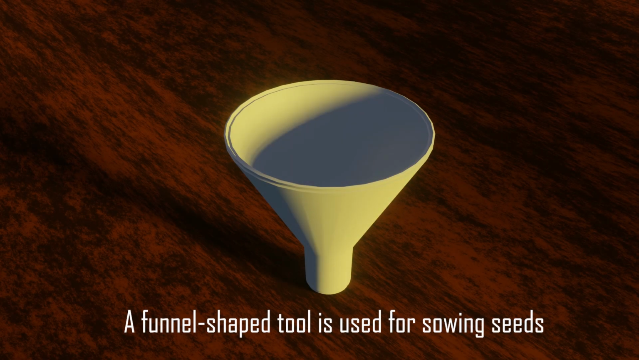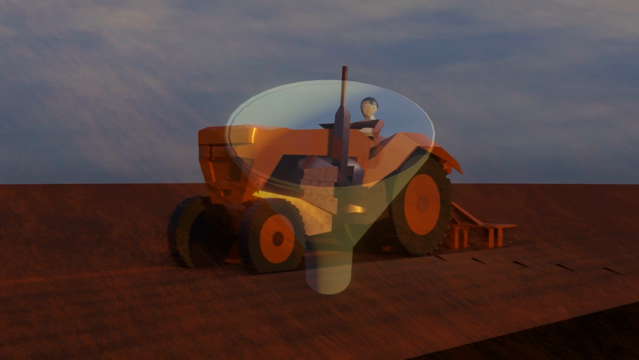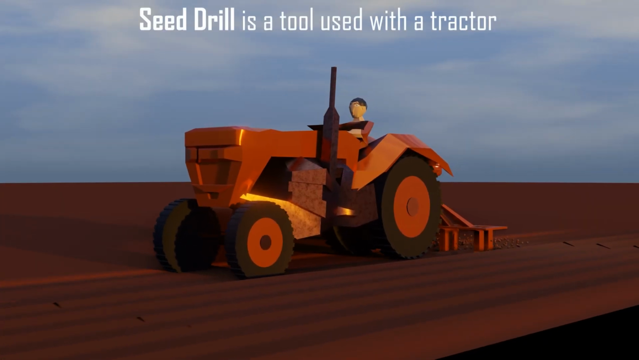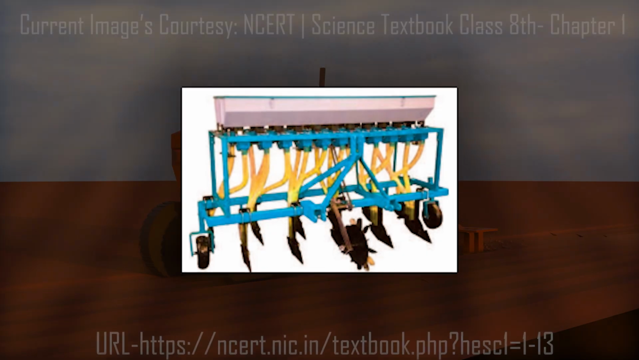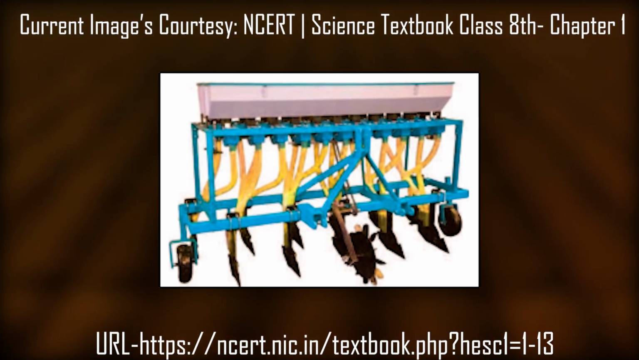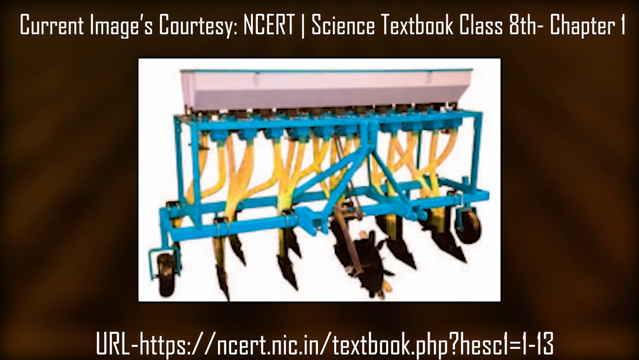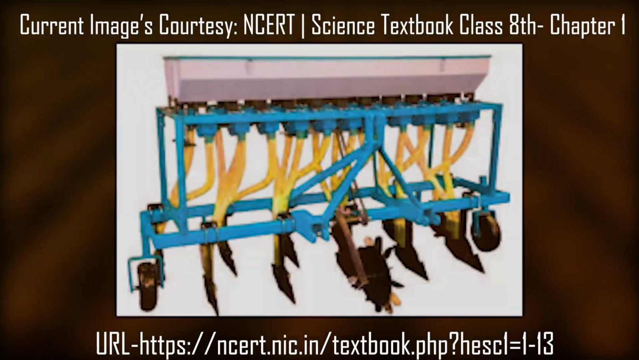A funnel-shaped tool is used for sowing seed. Seeds are put into the funnel and are passed to the sharp ends of the funnel. The seed drill is a modern tool used for sowing seeds. It is used for sowing with the help of tractors. This sows the seeds uniformly at equal distance and depth.